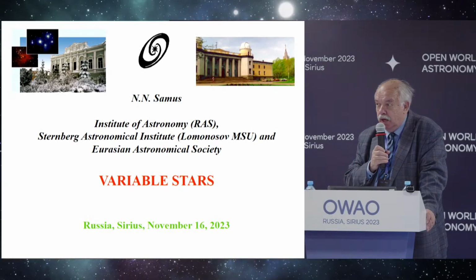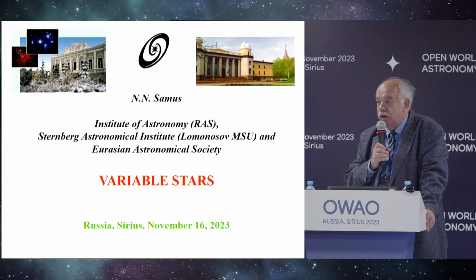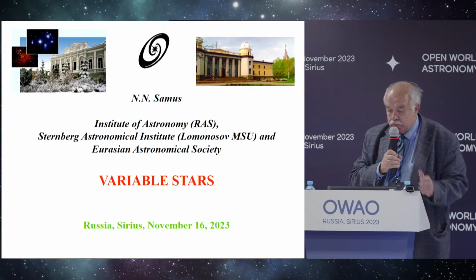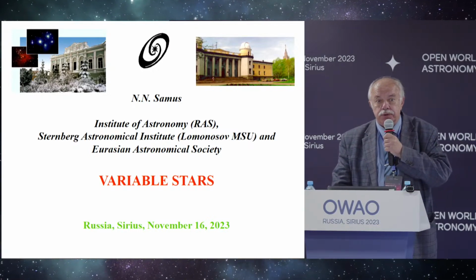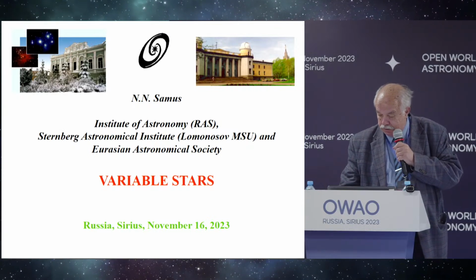Now you see it. And I also represent the so-called Eurasian Astronomical Society. This is the society organized in 1990 as the Astronomical Society of the Soviet Union. And after the dissolution of the Soviet Union, the society survived, and it still has members from quite a number of countries of the former Soviet Union and from outside it.